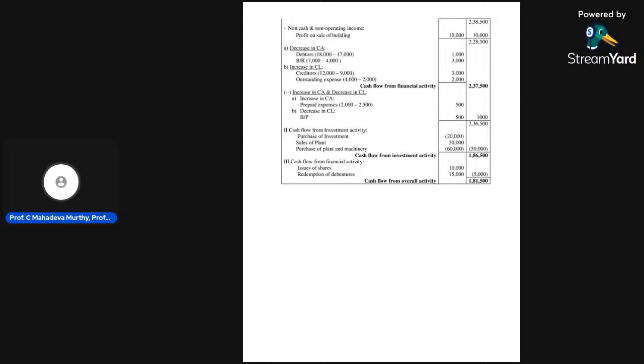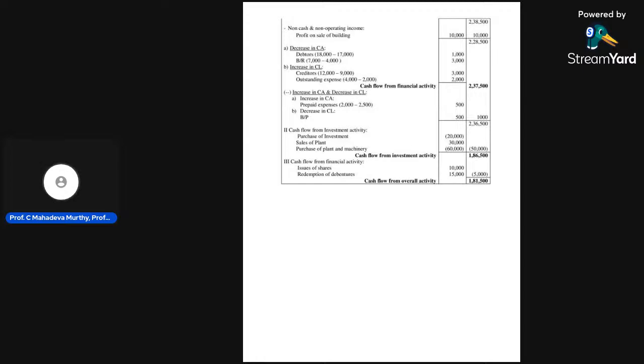That is within brackets, that is, cash goes out from the organization, 20,000, purchase of investment, and purchase of plant and machinery. Purchase of plant, cash goes out; purchase of investment, cash goes out; then purchase of plant and machinery, cash goes out, 80,000. Then sale of plant, cash comes into the organization; that is 80,000 minus 80,000, 80,000 cash goes out from the organization.